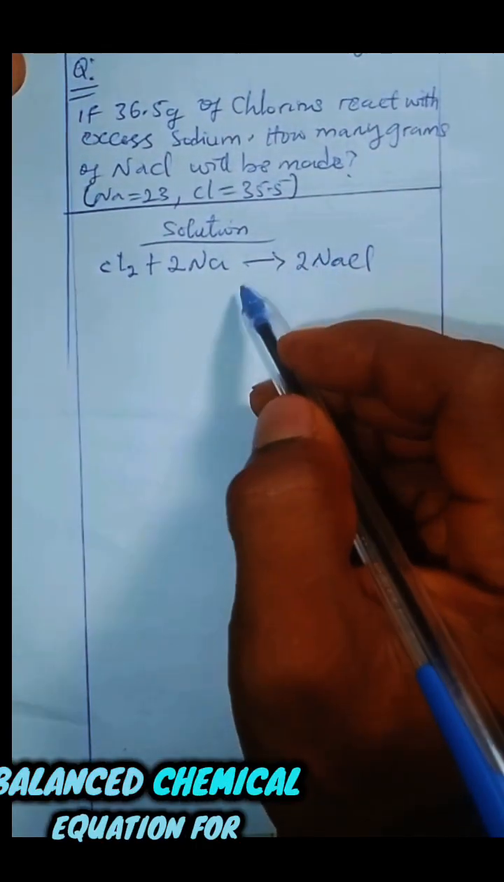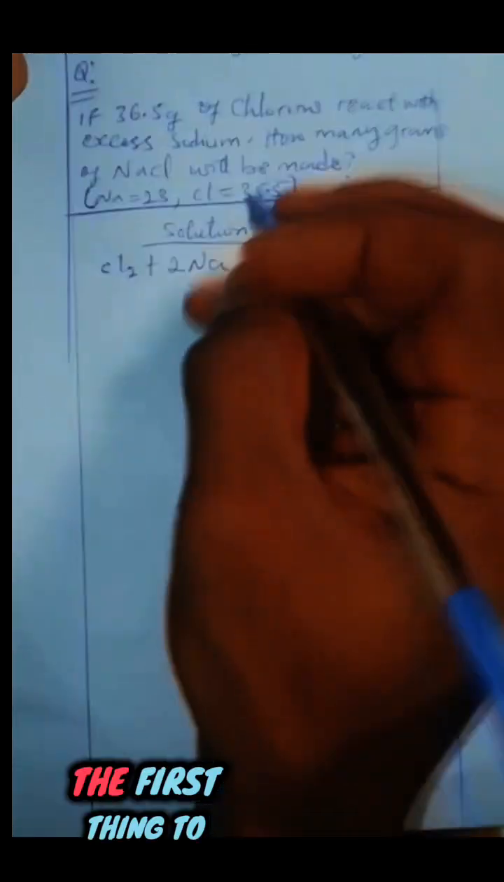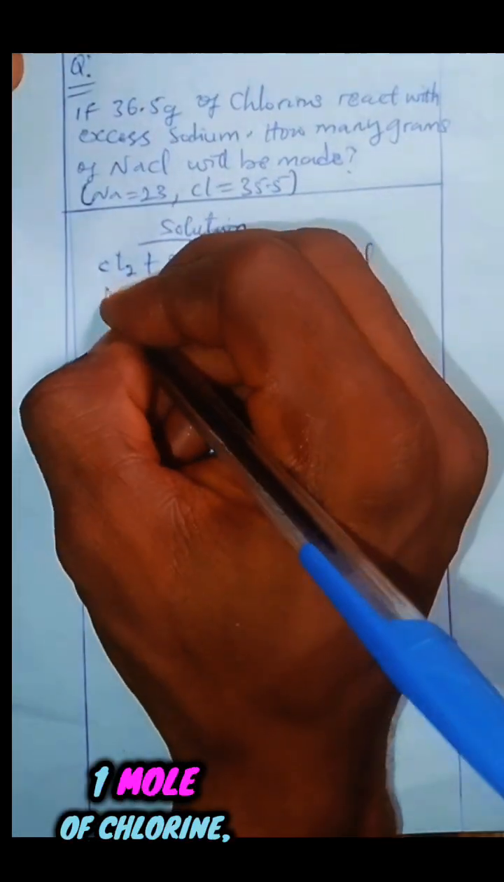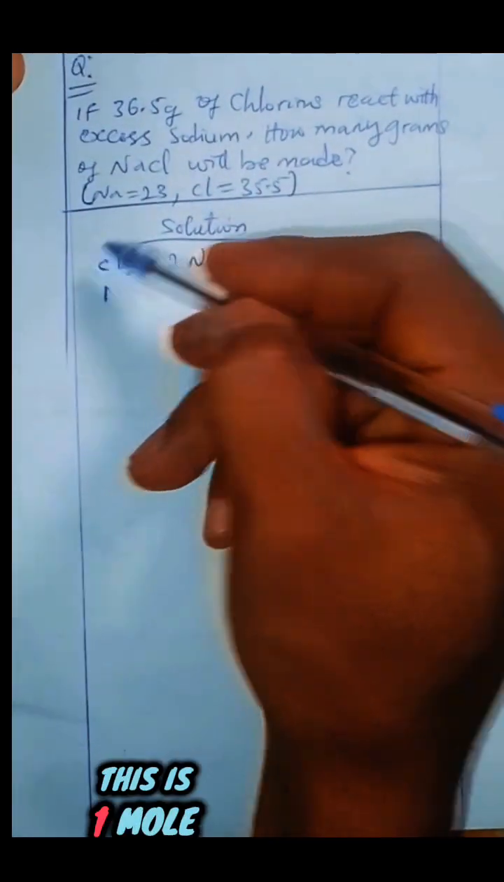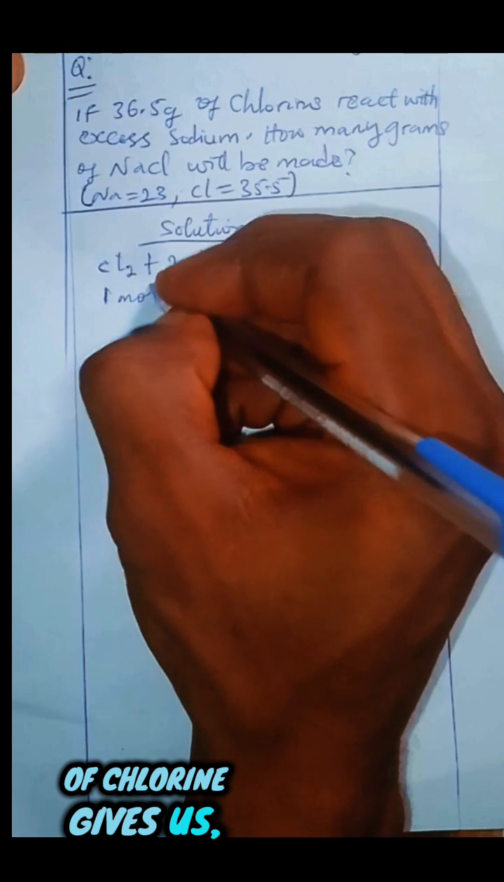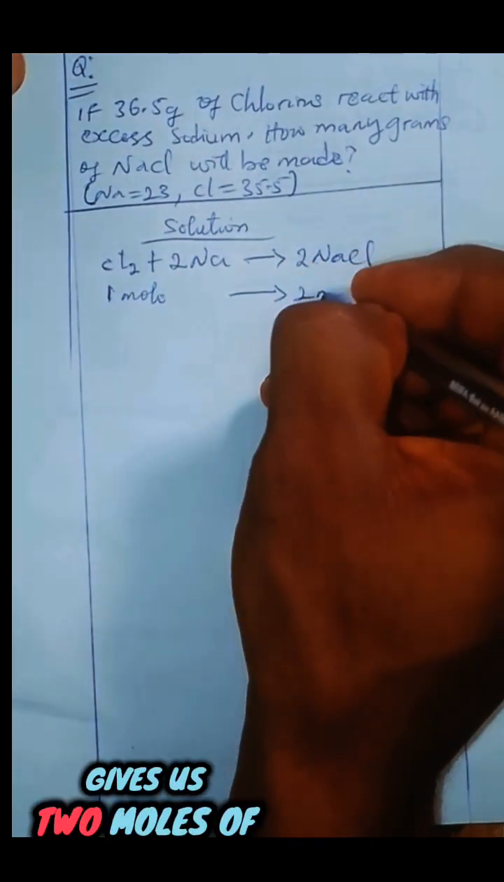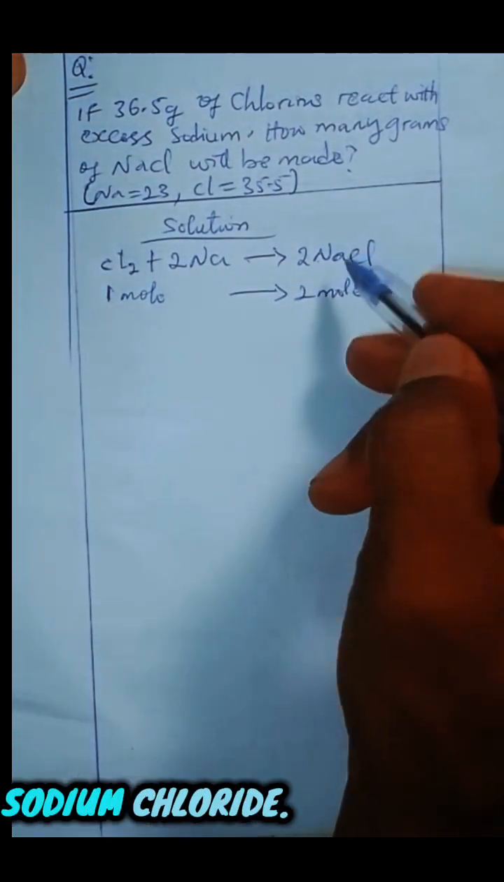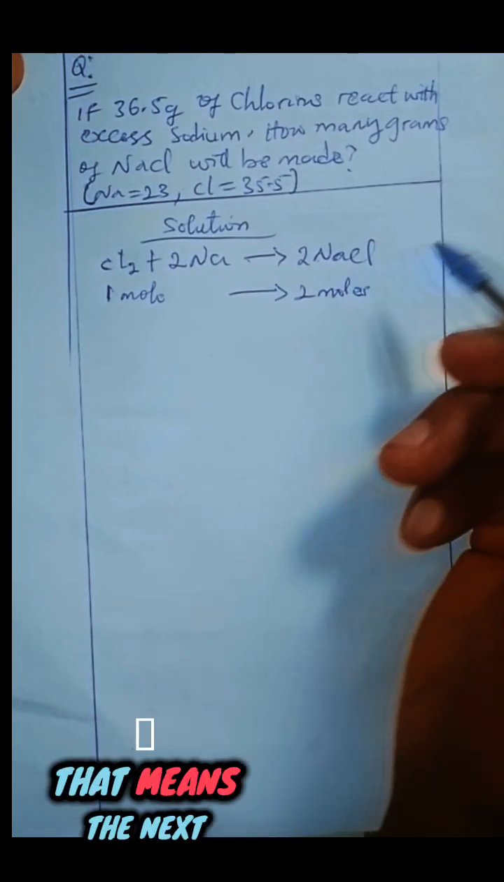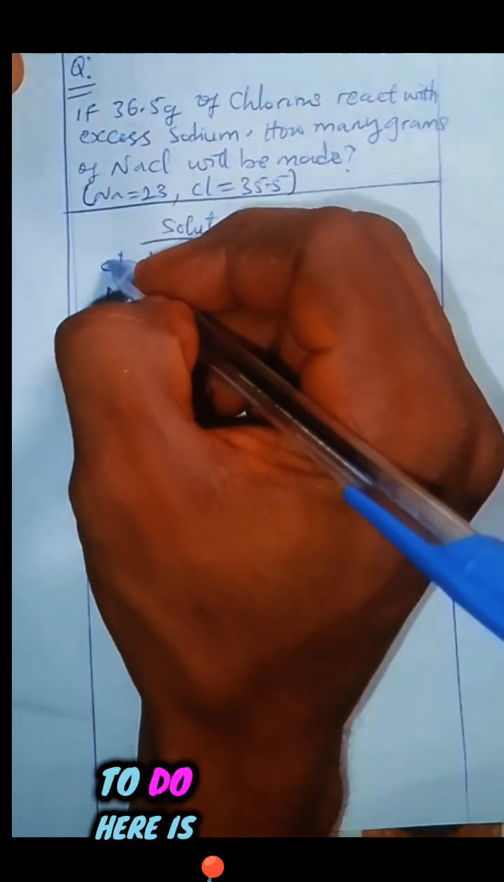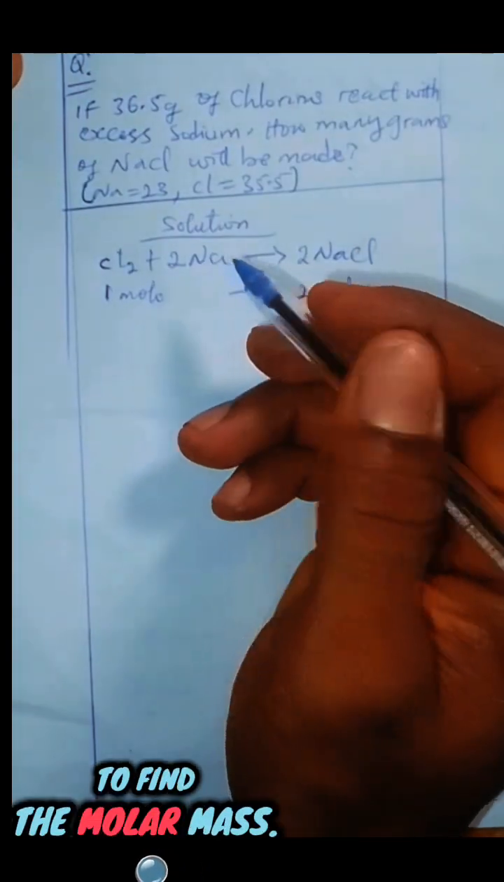So, this is a balanced chemical equation for this reaction. The first thing to note here is that 1 mole of chlorine gives us 2 moles of sodium chloride. That means the next step we're going to do here is to find the molar mass.